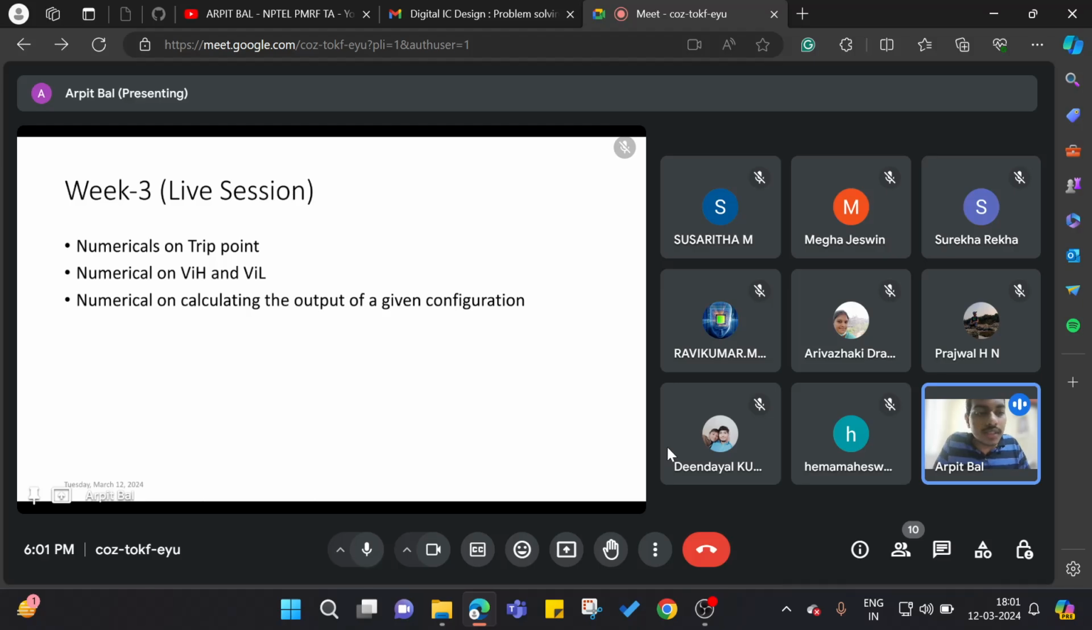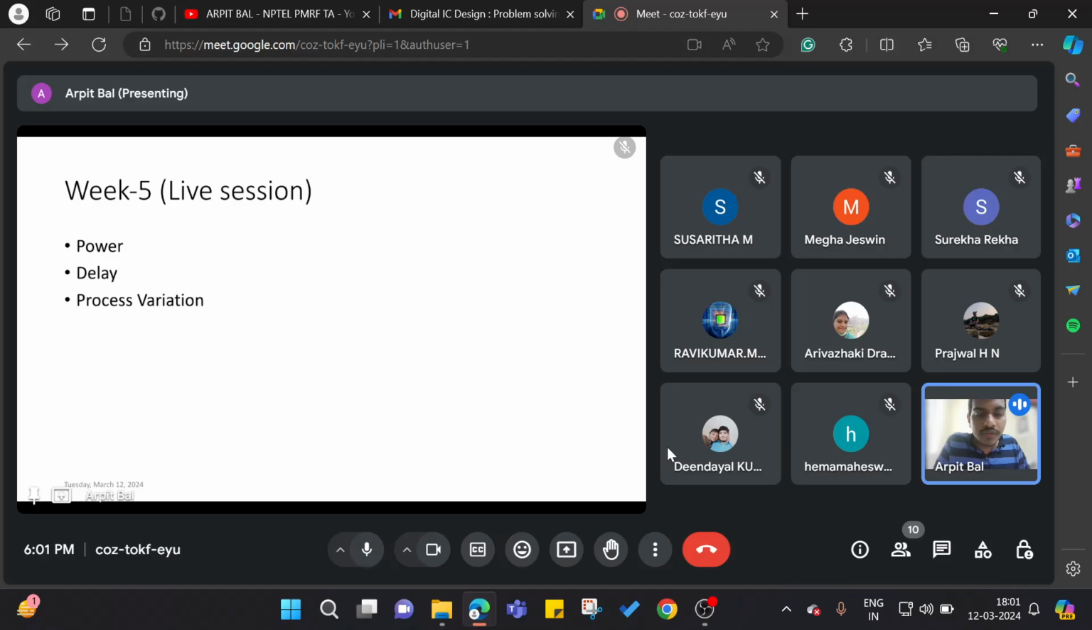In week 3's live session, we did numericals related to trip point and a few numericals related to VIH and VIL that gave us a brief introduction to noise margin, and we did some numericals on calculating the output for a given configuration. In week 4, we majorly concentrated on noise margin and Elmore delay. In week 5's live session, it was related to power calculation, that is mostly dynamic power, then delay, and one or two questions related to process variation.